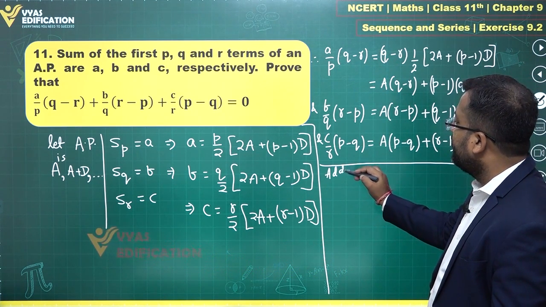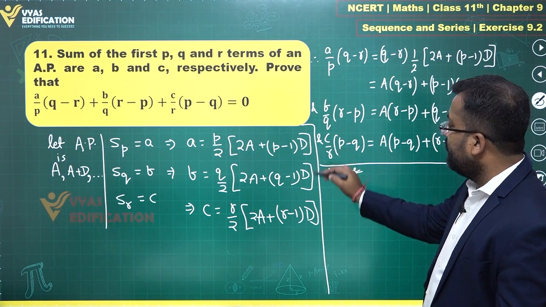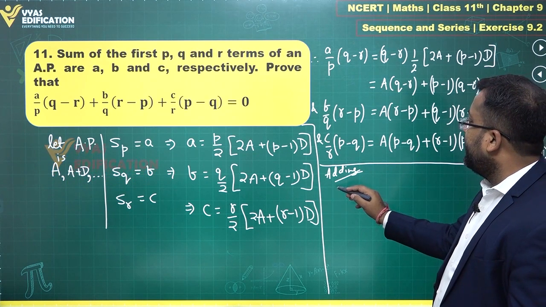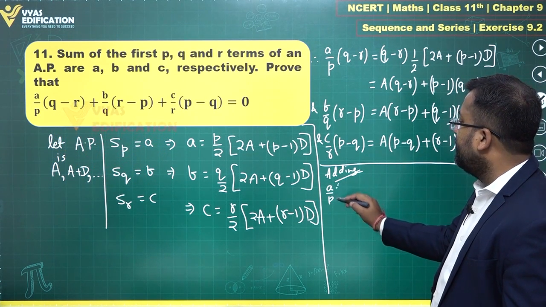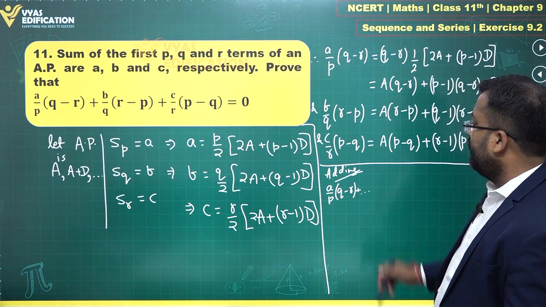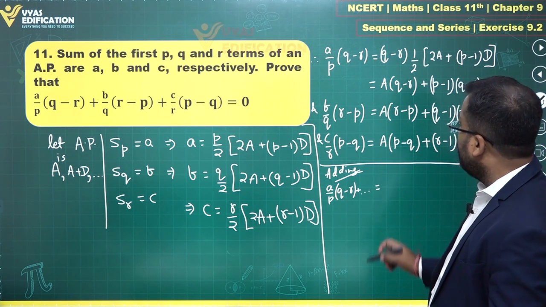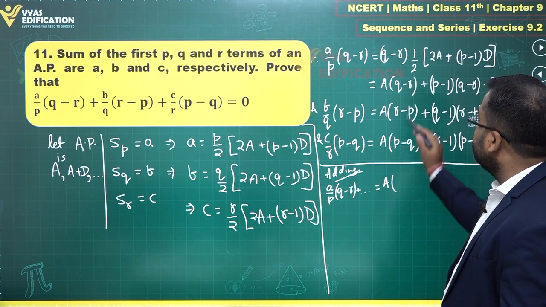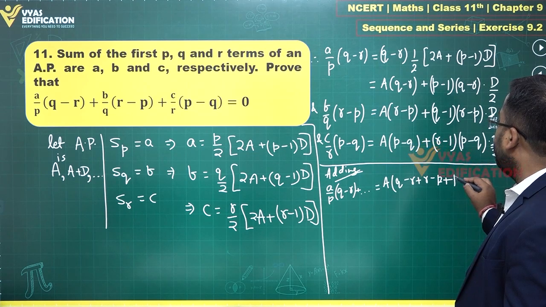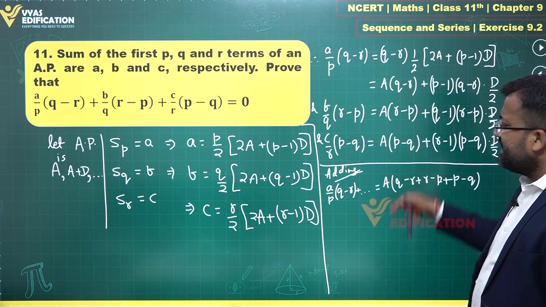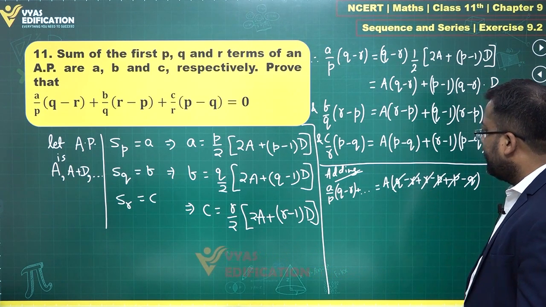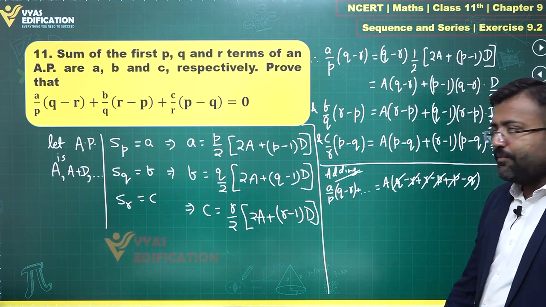Adding. Let's call this 1, 2, 3. They will become 4, 5, 6. So adding 4, 5 and 6, what you get is A by P times (Q minus R) plus the other terms will be equal to capital A times (Q minus R plus R minus P plus P minus Q). You see, all of these are in cyclic order, right? So they will get cancelled. Yes, so the coefficient of A will become 0.